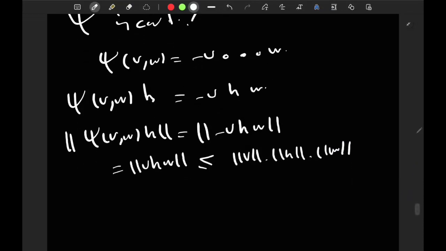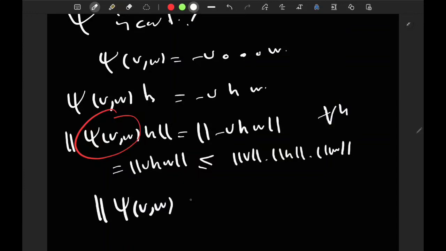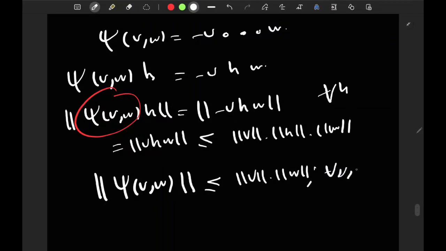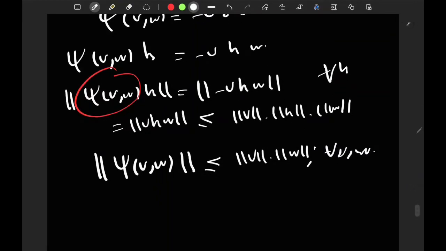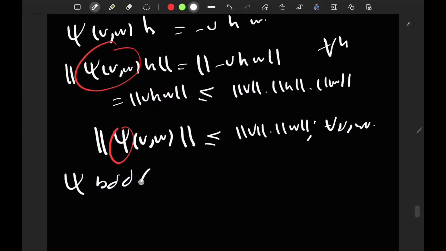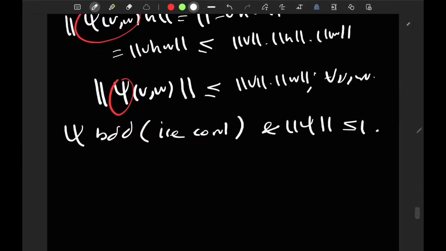Okay, so since this is valid, this map, which is linear, is bounded. This is true for all h, therefore the norm of psi of v w, as a linear map, is less than or equal to the norm of v times the norm of w. And this holds for all v and w as well. So that's why the bilinear map psi is bounded, i.e. continuous, and norm psi is less than or equal to 1. Okay, so psi is continuous.